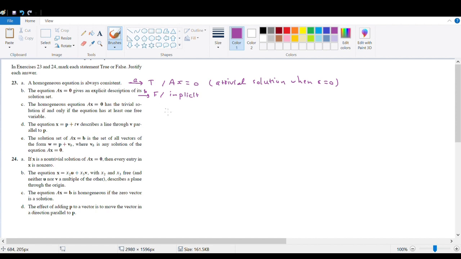description. Now for C, the homogeneous equation Ax is equal to 0 has the trivial solution if and only if the equation has at least one free variable. This one is false because we said it has a non-trivial solution, not trivial solution. So this one is non-trivial solution.